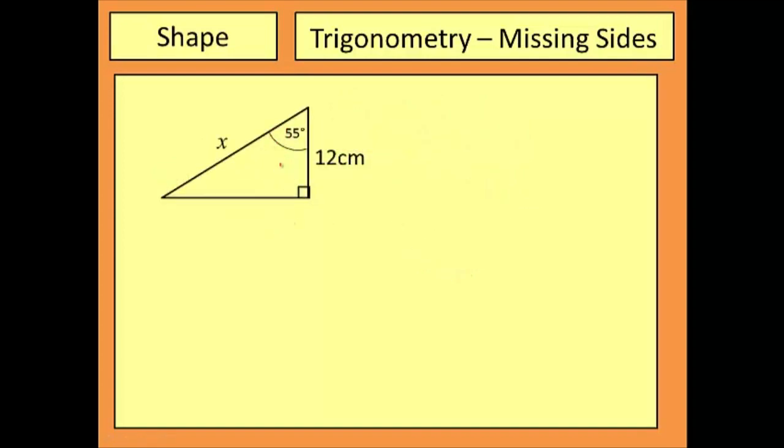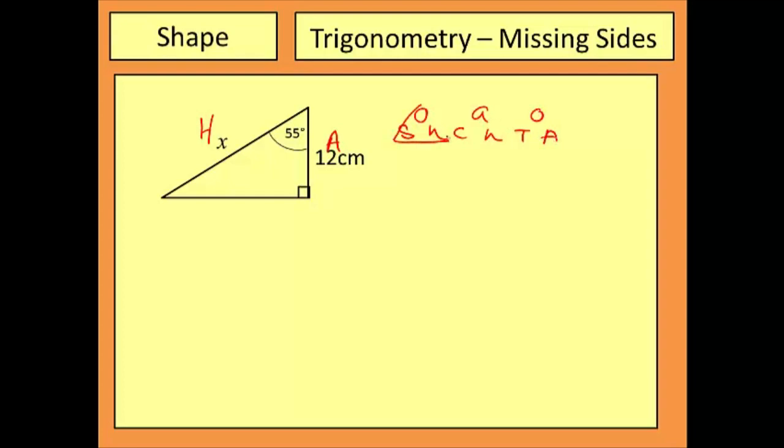Here's a second example. I'm going to start this one exactly the same as the previous one. First of all, I need to label accurately my triangle. So the side opposite the right angle is the hypotenuse. This angle being placed here tells me that 12 centimetre side is the adjacent. I do not label this third side. Then I write out Sohcahtoa.